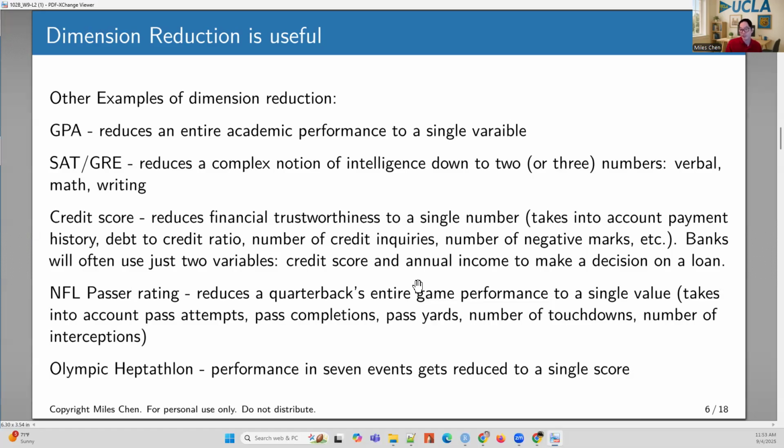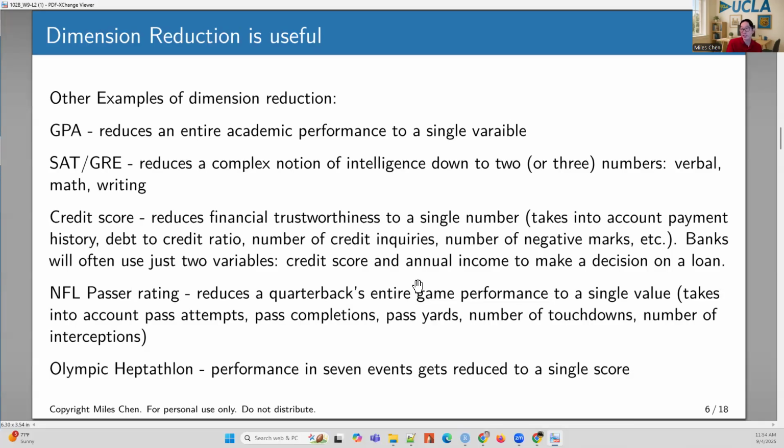In the financial world, you have things like a credit score, and that tries to boil down something complicated, like how likely somebody is to repay a loan, down to a single number. Okay. In sports, you have things like the passer rating. This is a rating of a quarterback's passing performance, like how many throws they attempted, how many passes were completed, how many interceptions, and things like that. And you get a score there.